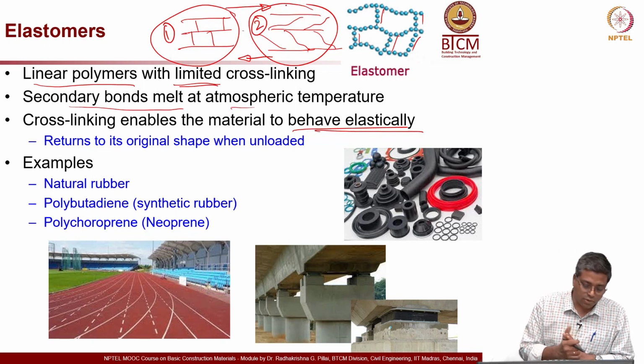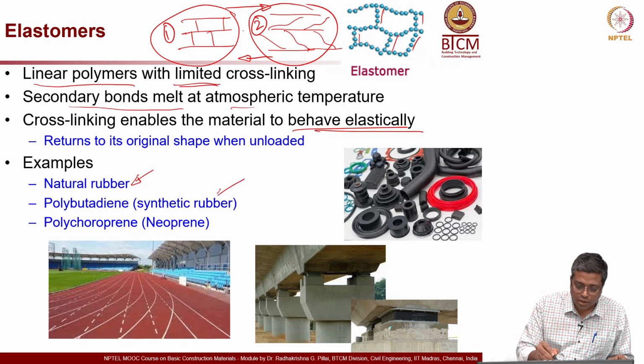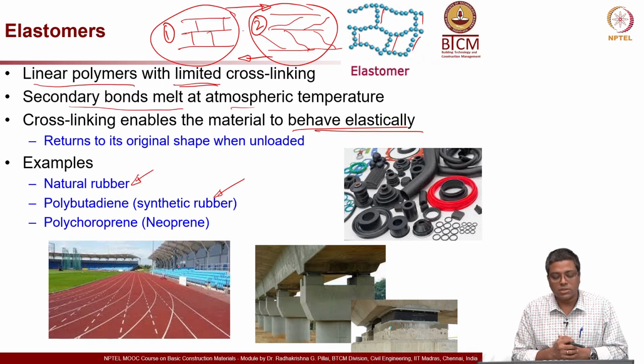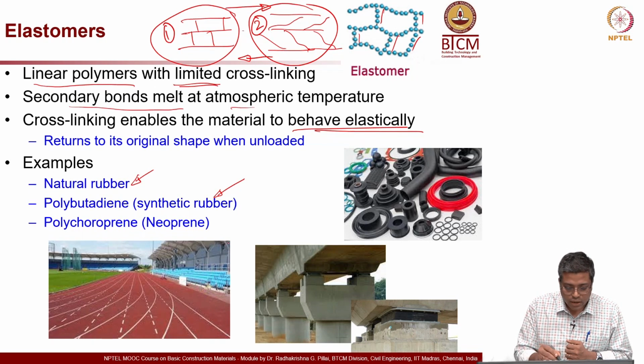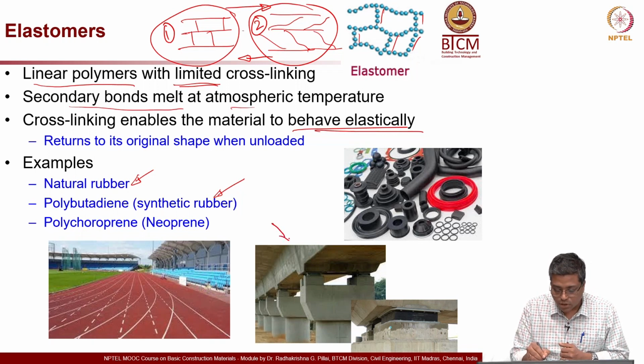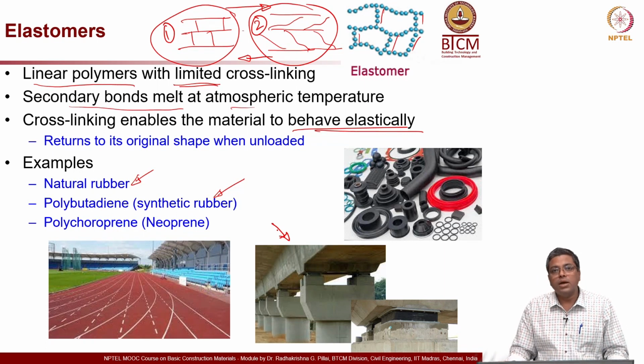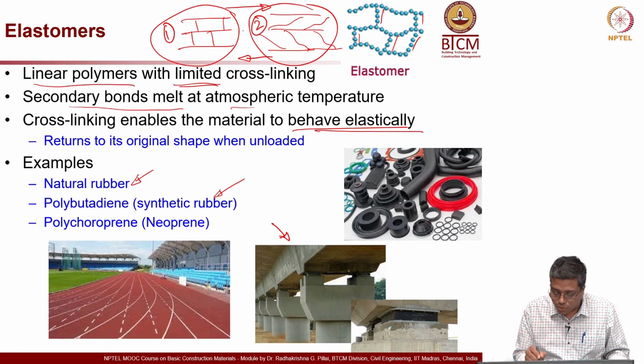What are the examples for this? You have natural rubber and then you have synthetic rubber. Now, we have a lot of sports complexes and many applications where synthetic rubber is used. And then also a major application in construction is when you talk about bridges. Now, there are some changes in that, but there are a lot of bridges where these type of neoprene pads are used. So, you can see this bridge here. What I am talking about is this point here.